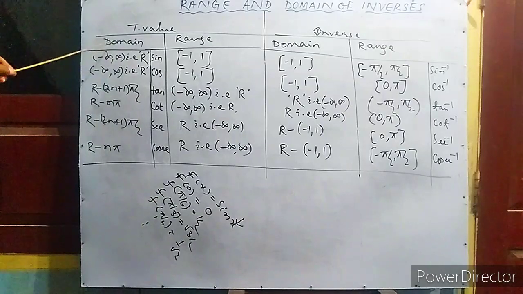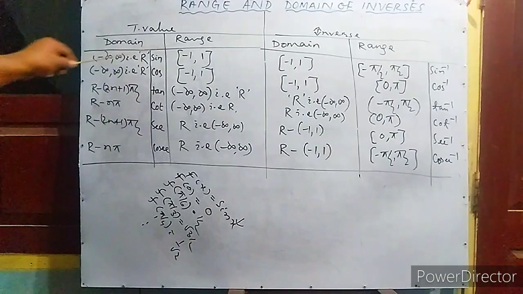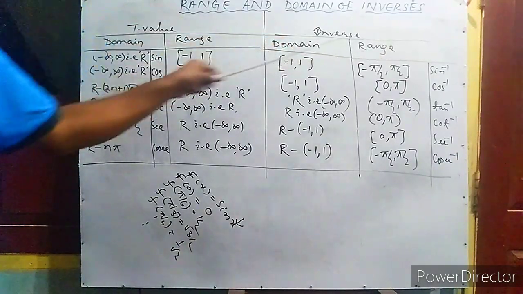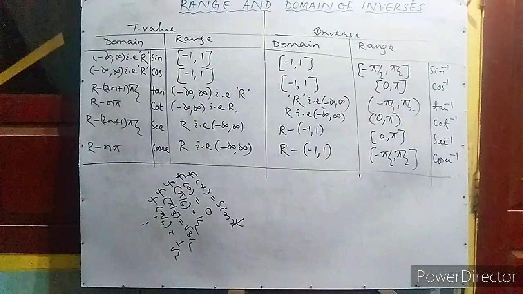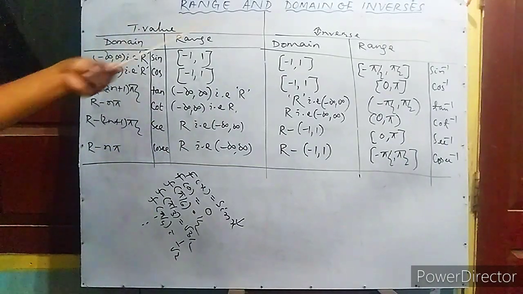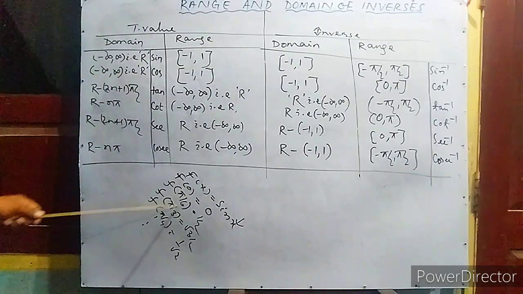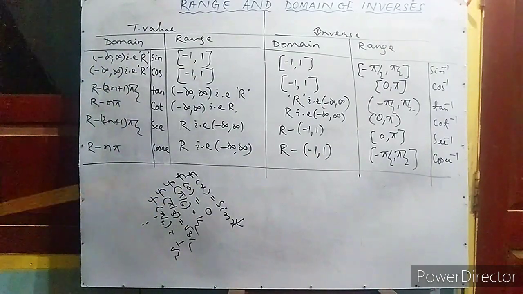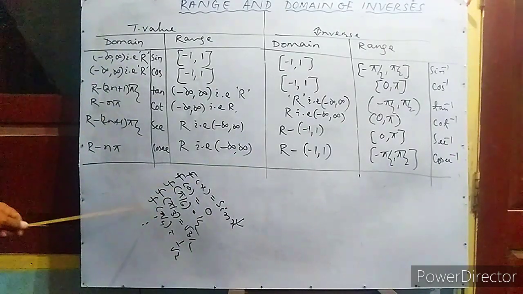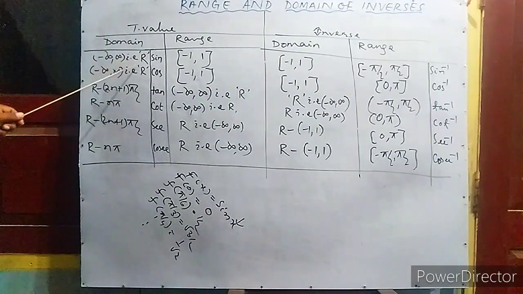So here it is written the domain of sin. For sin these are the domain and these are the range. For sin inverse this is the domain and this is the range. So what is the relation between the trigonometric value and the inverse? Now we will discuss. Here we get any real number, minus infinity to plus infinity. Whatever value you take by your own choice, any real number you take instead of x, this is the domain. R is the set of real numbers, any real number you can take.